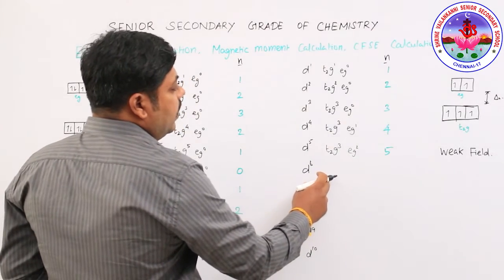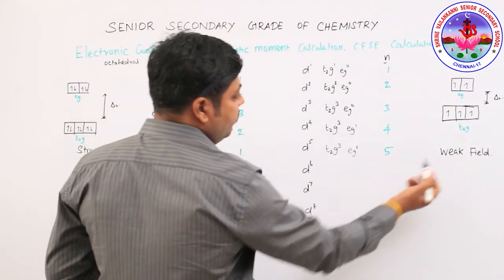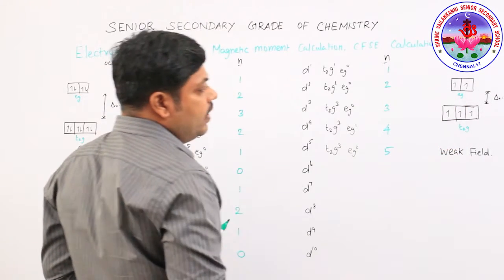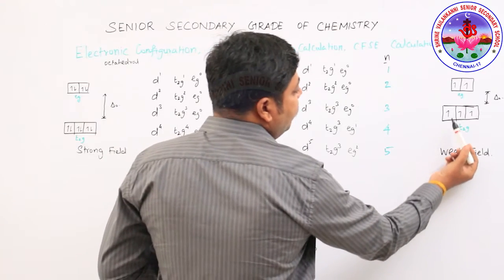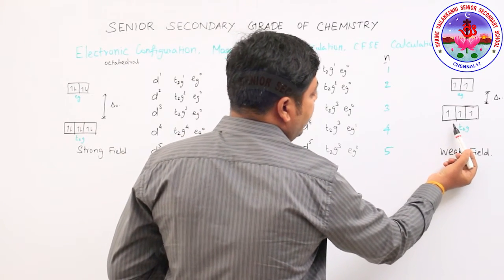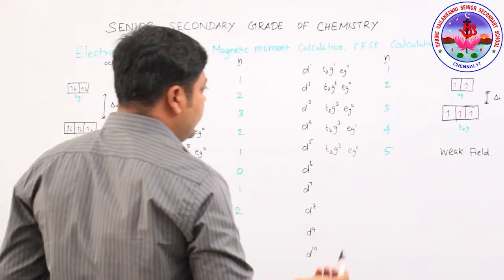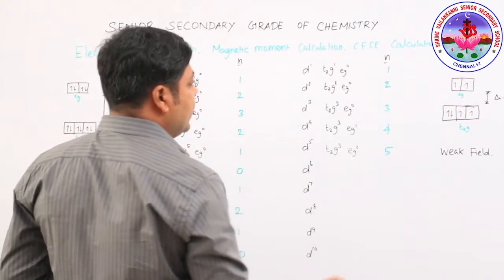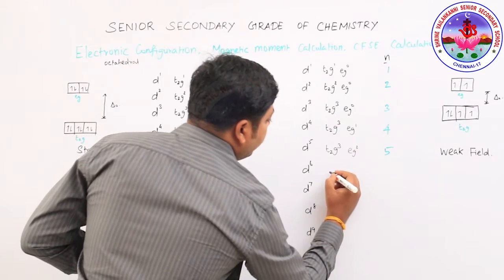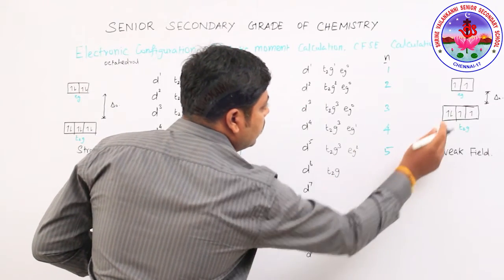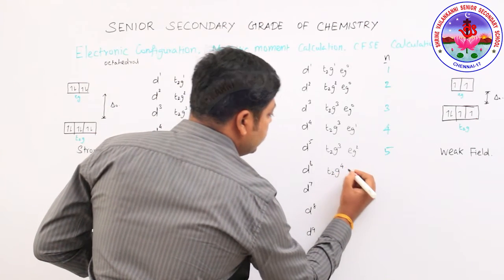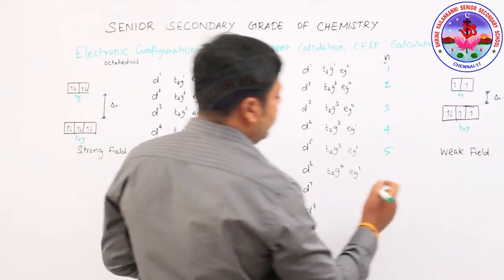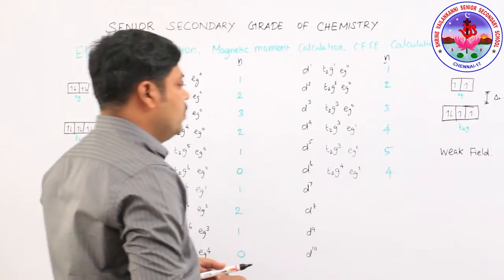D6, electronic configuration for the D6 element in a weak field is here. Already all the subcells are filled. Again the pairing starts from the T2G orbitals because of their lower energy. So the sixth electron enters into the T2G orbital. That T2G has 4 electrons, then Eg has 2 electrons, so the number of unpaired electrons is 4.